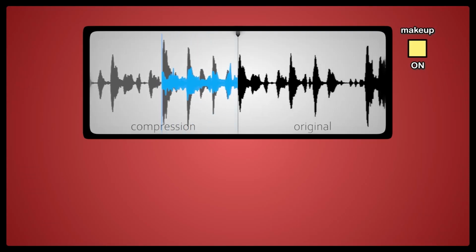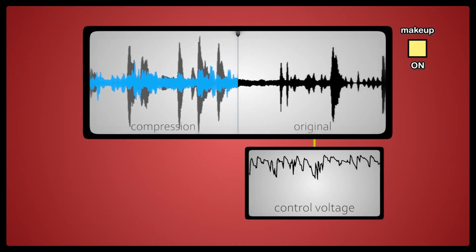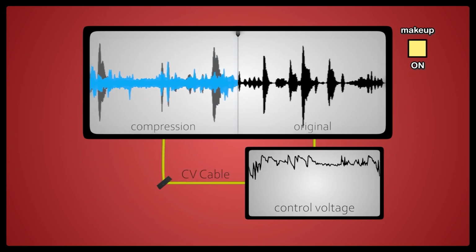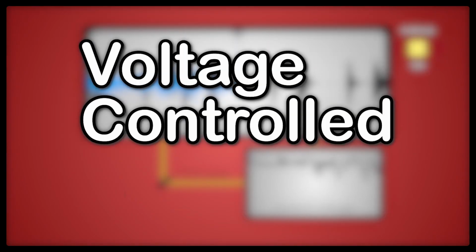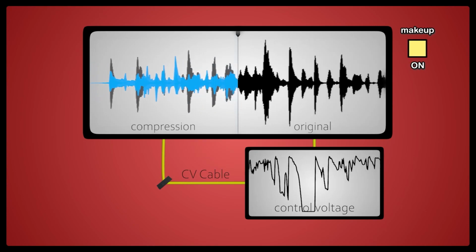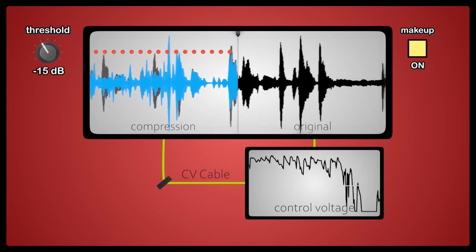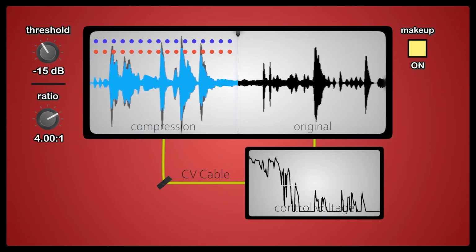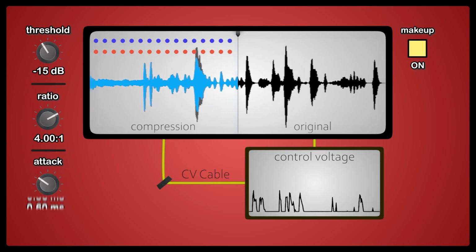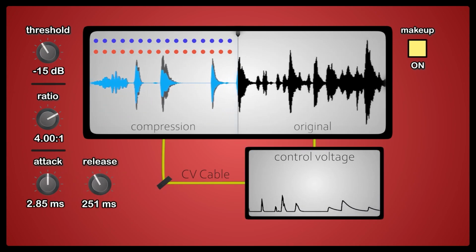So the track that's going into your compressor is converted to voltage, which controls the volume of the output, aka the voltage that controls the amplifier. So this allows for a lot of control. For example, the threshold, the ratio, the attack, and release, and so on.